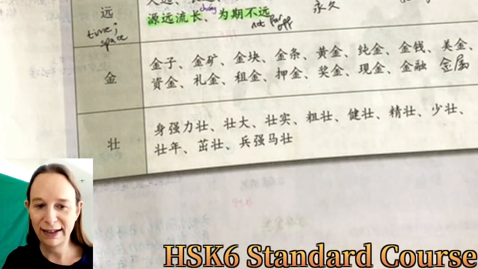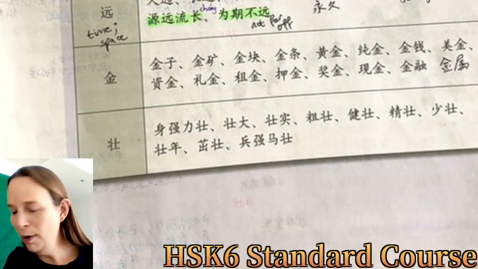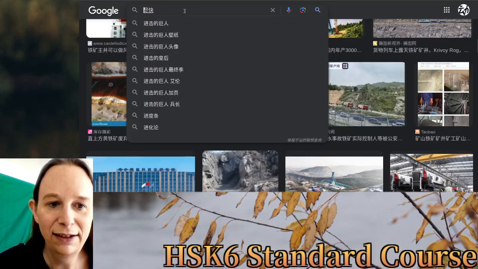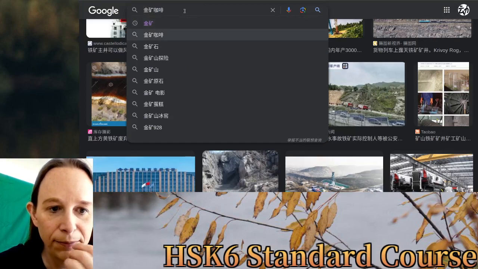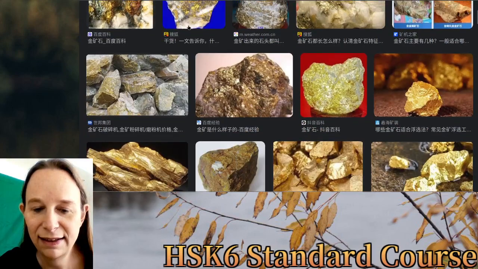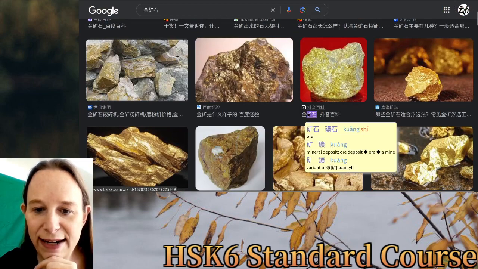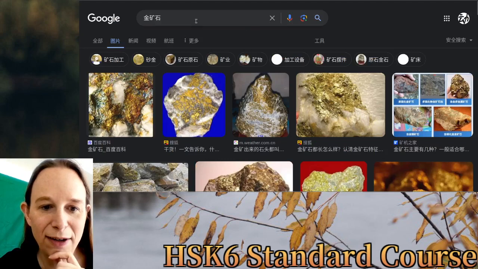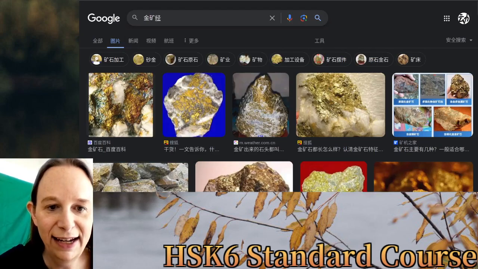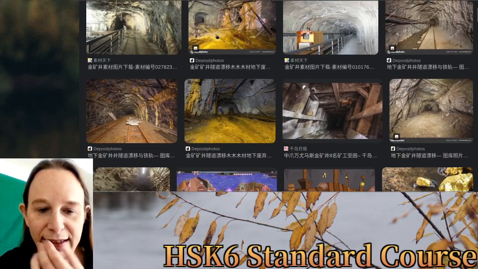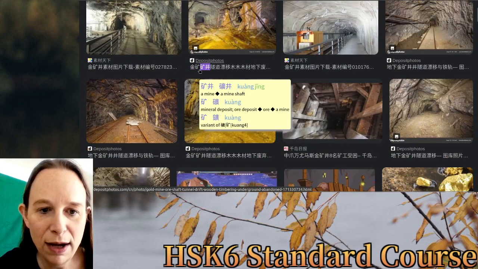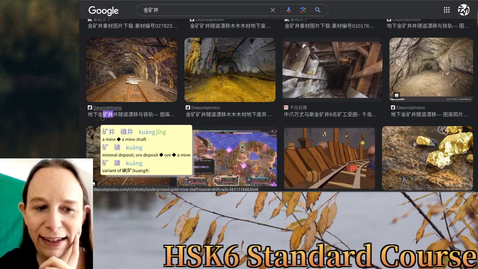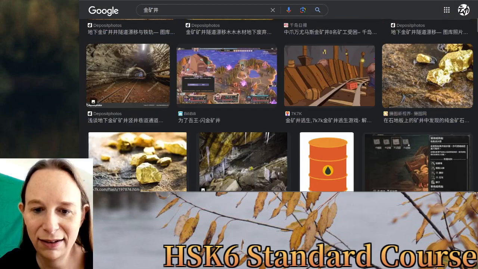Okay, so 金矿. So there's 金矿穴 and 金矿井. 金矿穴. So this is iron ore nugget. 金矿穴. Like rocks of iron ore. And I'll add a 井. Yeah, so this is a gold mine. 金矿矿井. To differentiate it. I think you can just do 金矿井 as well.